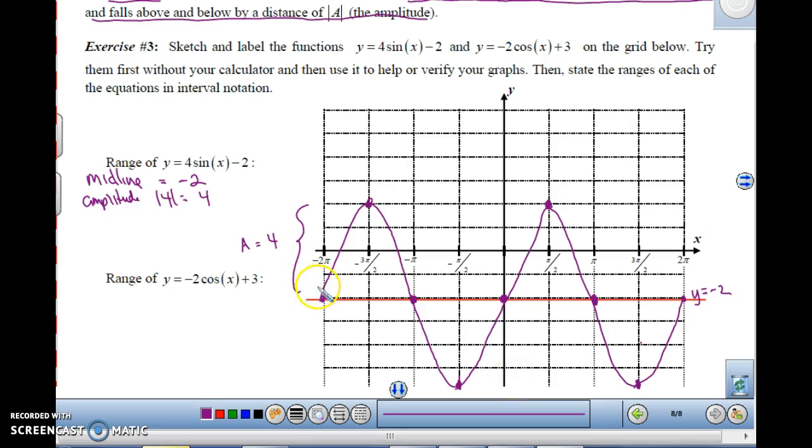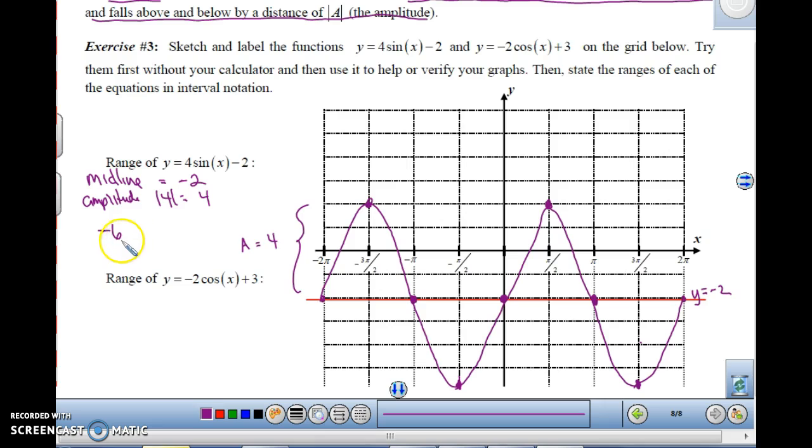Okay, so let's state the range of this. So what is the range of y equals 4 sine x minus 2? What's your lowest y value? Well, it would be 1, 2, 3, 4, 5, 6. So it's -6.